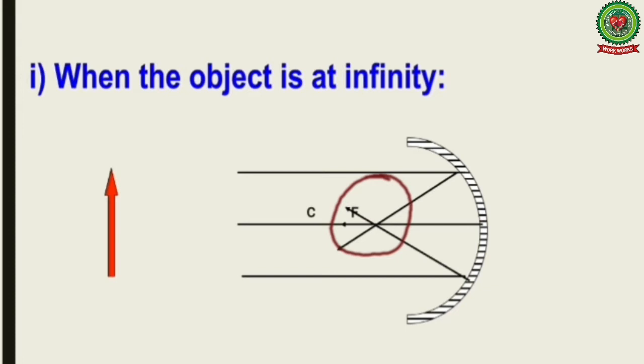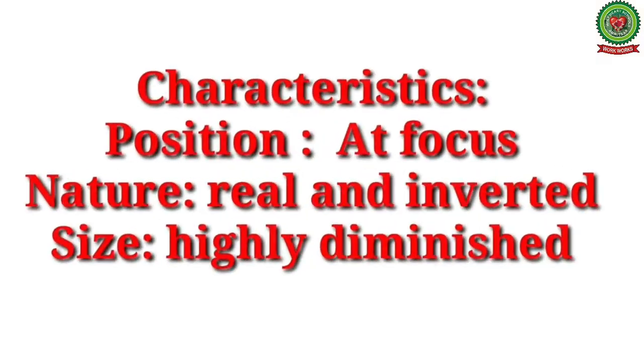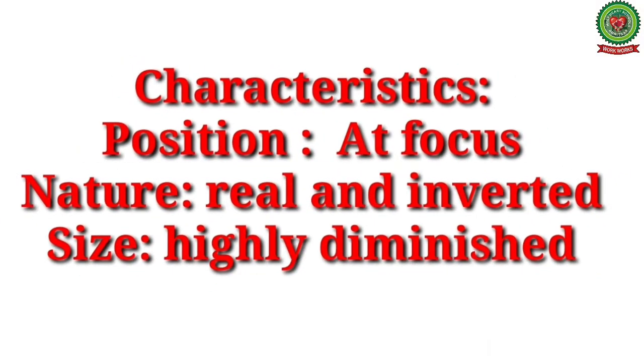Now let's discuss the features of the image. First of all, position of the image. Here you can see that the reflected rays meet at focus. So position of the image is at focus. Nature of the image is real and inverted. And size of the image is highly diminished.